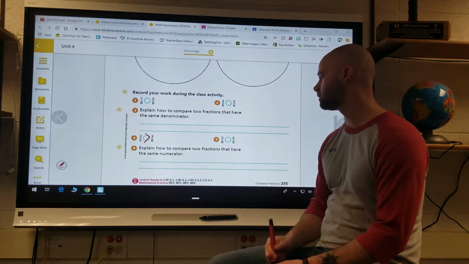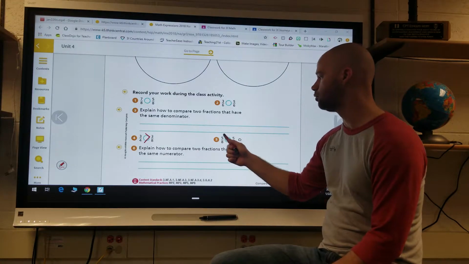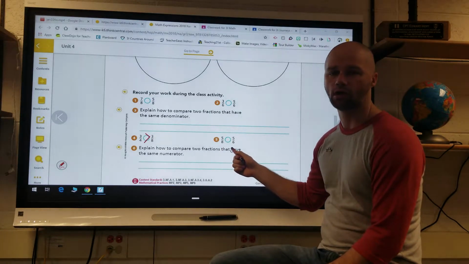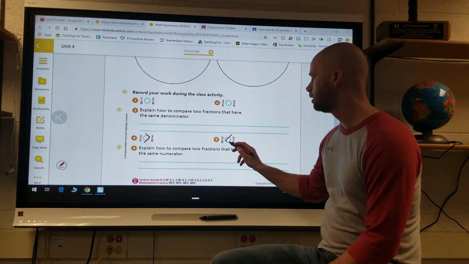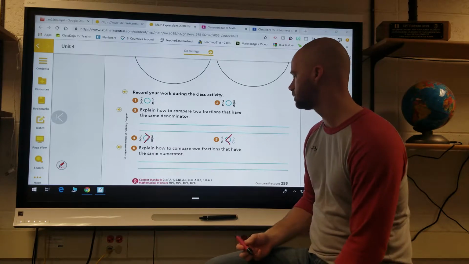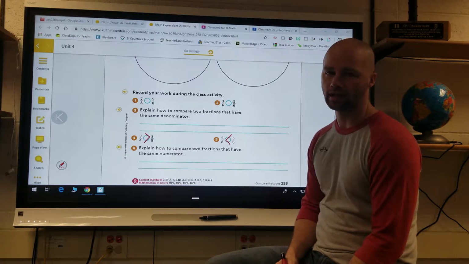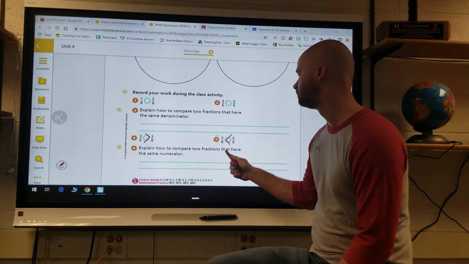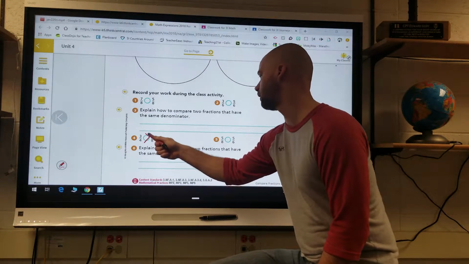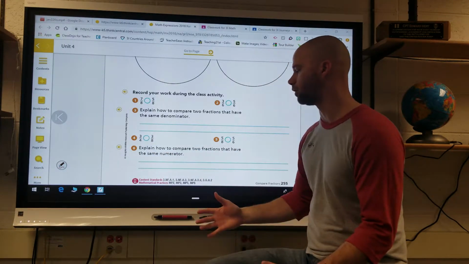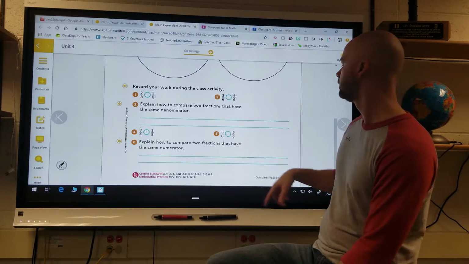All right, so 5/8 and 5/6. Again, same numerator means we go with the smaller denominator. Okay? It's cut into larger pieces. So 5/8 is less than 5/6. And then explain how to compare two fractions that have the same numerator. Okay, so we just kind of went over that.